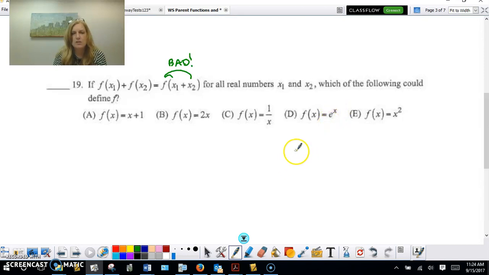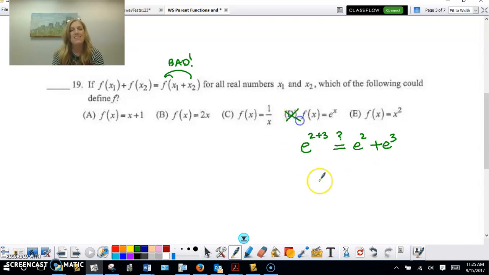If I have, like here, you can just do a couple of examples. If I have e to the 2 plus 3, where you input a sum into the function, is that going to be equal to e squared plus e cubed? And clearly, if you know your exponent properties, we know that's not going to be true. Same thing is true here for e. If I check like that one, just to show you what's going on. If I do 2 plus 3 and I square it, so I add and then apply the function, is that going to be the same as 2 squared plus 3 squared? And you know that powers do not distribute over addition, so that one's out too.